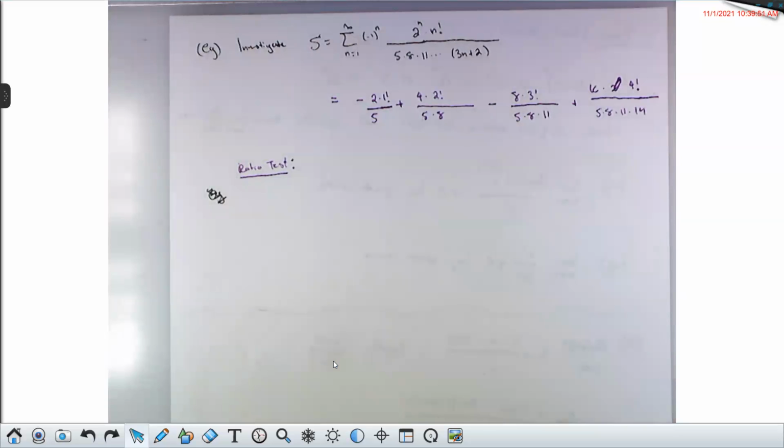How did you decide to use the ratio test? Factorials. There's an n factorial upstairs, and there's a factorial-like product downstairs. If you wanted to write this in multifactorial notation, the denominator would be 3n plus 2 triple factorial. But both this thing and this thing hint strongly at the ratio test.